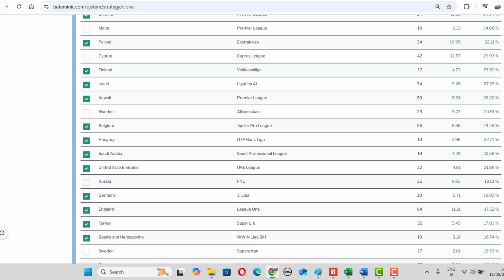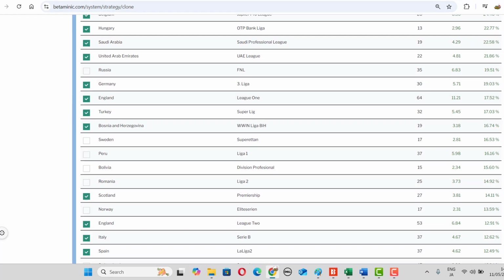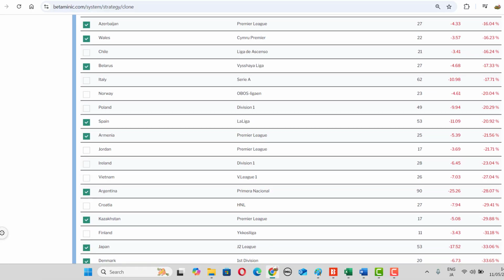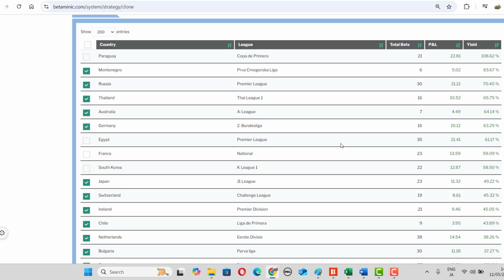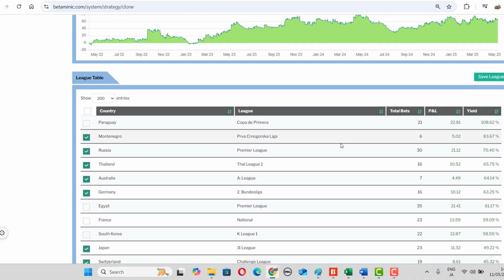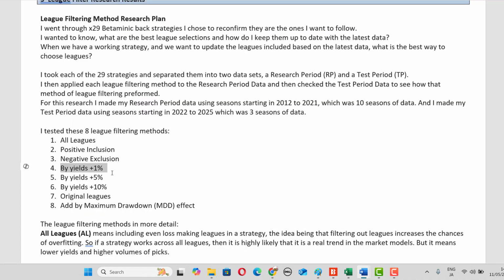And we see the leagues that we chose. Yes, some of them made profit, but some of them are also making a loss. And we've missed out on some leagues that did make profit. So does that mean our league filtering method didn't work? Is just following leagues that have a yield of 1% or more not the right way?